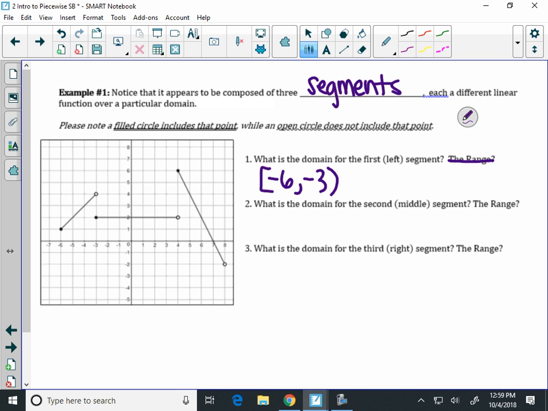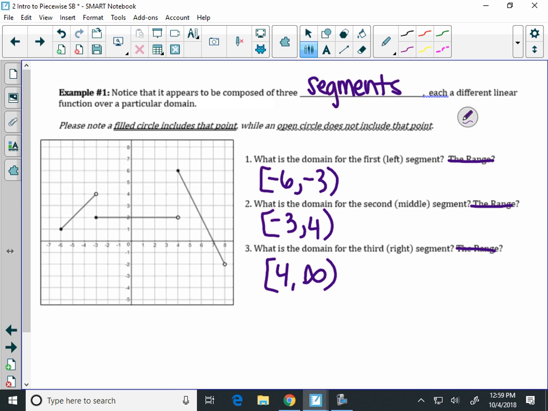I'm going to skip the range part for now. We'll just deal with domain for now. We'll talk about range later. All right, what is the domain for the second segment here in the middle? -3 with a closed dot, so -3 with a square bracket until when? 4 with an open bracket, or a parenthesis. And what's the domain of that last segment? 4 to 8. All right, 4 has a square bracket, 8 has a parenthesis.